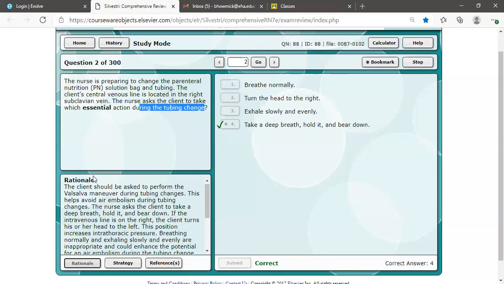So let me read the rationale. The client should be asked to perform the Valsalva maneuver during the tubing change. This helps avoid the air embolism during the tube change. The nurse asks the client to take a deep breath, hold it, and bear down. If the intravenous line is on the right, the client turns his or her head to the left, and this position increases intrathoracic pressure. But the most appropriate is to follow the Valsalva maneuver.